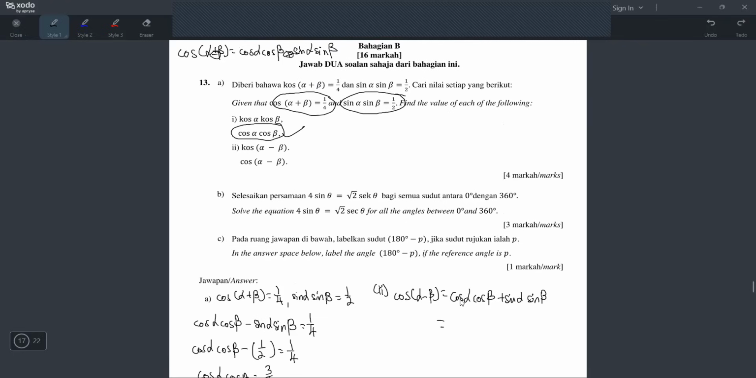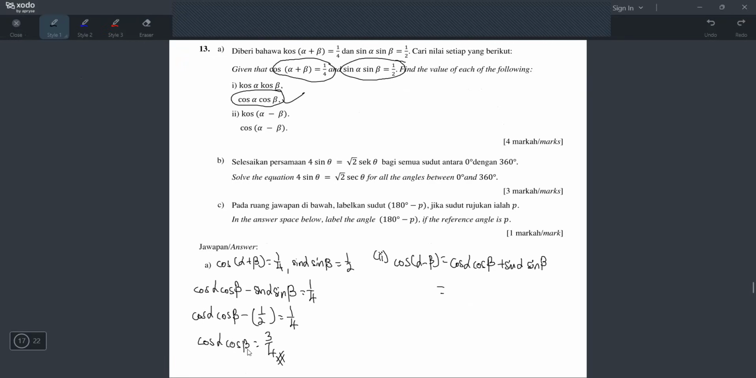Okay, how to solve this? Cos alpha cos beta, I already know the value. Cos alpha cos beta value is 3 over 4. So this one just put in 3 over 4. And then sine alpha sine beta, I also have it already. It's here, 1 over 2. So just sub it in 1 over 2 and then just press calculator. 3 divided by 4 plus 1 divided by 2. Okay, my calculator gives me 5 over 4. So that's the answer. Okay, you get 4 marks.